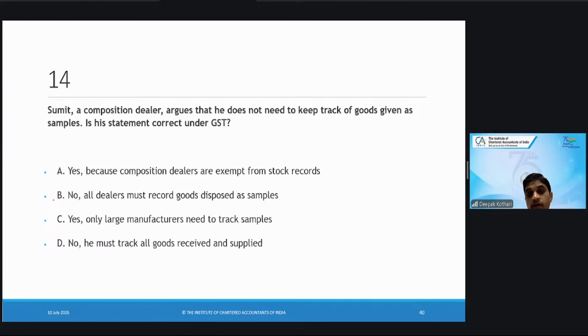Very confusing question, this one, and very varied answer. But the answer is that all dealers must record goods disposed as samples. Okay. He should have a record of the samples because all dealers, irrespective in the general category under Section 35, they mentioned that any goods which is disposed as samples has to be recorded. So even though he's a composition dealer, he will have to have records of the goods disposed as samples as well.